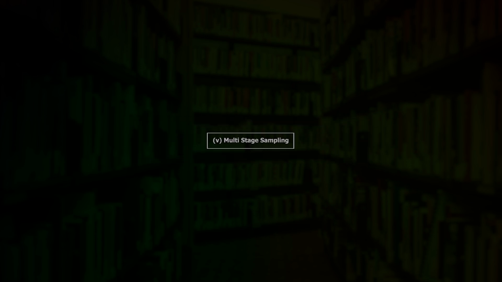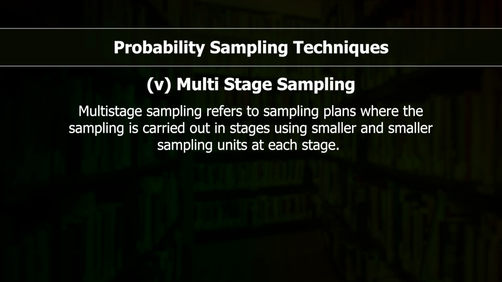Next, fifth type is multi-stage sampling. It refers to sampling plans where the sampling is carried out in stages, using smaller and smaller sampling units at each stage. When we combine the various sampling methods, it can be called multi-stage sampling technique. Multi-stage sampling refers to sampling plans where the sampling is carried out in stages using smaller and smaller sampling units at each stage.